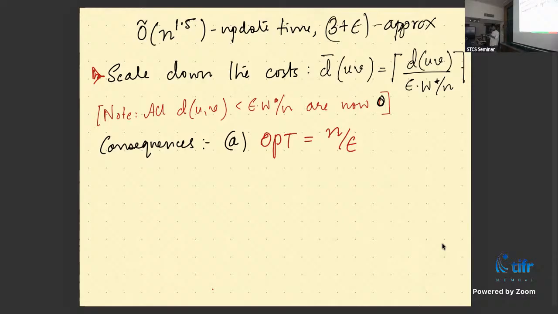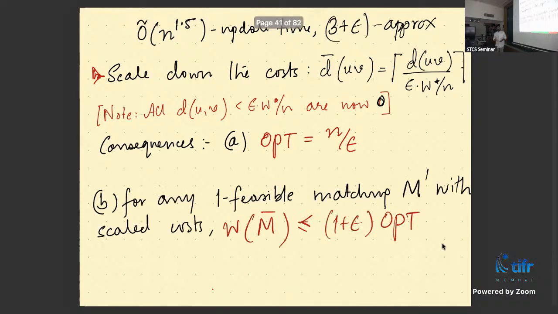What do I mean by the optimal solution? Well, optimal solution under these scaled distances. The second important property is, if I am able to maintain a solution which satisfies these dual feasibility conditions, then I can show that the weight of that matching, or the cost of that matching, is only a 1 plus epsilon factor away from the original object.